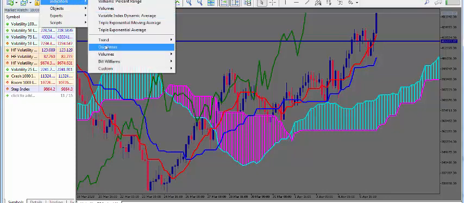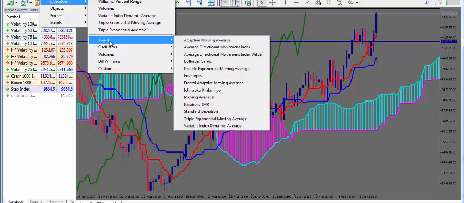So all of the indicators will be listed here. Under the trend indicators, you would have all of these indicators that will help you spot the trend perfectly. And one of them is the Ichimoku Kinko Hyo. So you click on the Ichimoku Kinko Hyo, and it appears here.